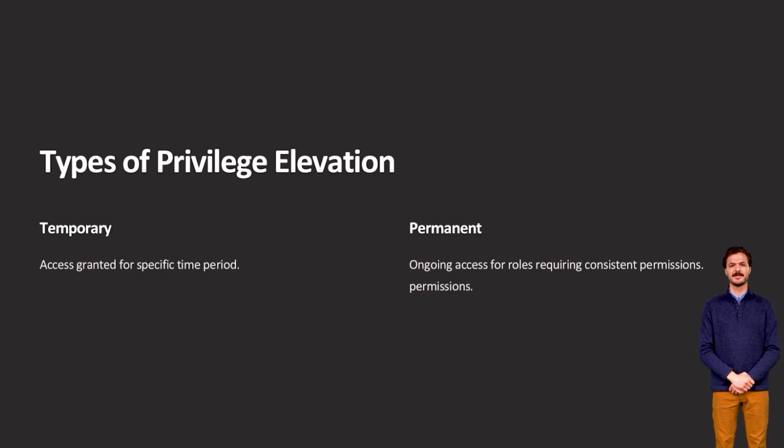3. Contextual elevation: access is granted based on the context, such as location or time. 4. Emergency access: temporary elevation for urgent situations, often requiring approval. 5. Delegated access: users are allowed to elevate privileges for others under specific conditions. These methods help manage and secure privileged access effectively.